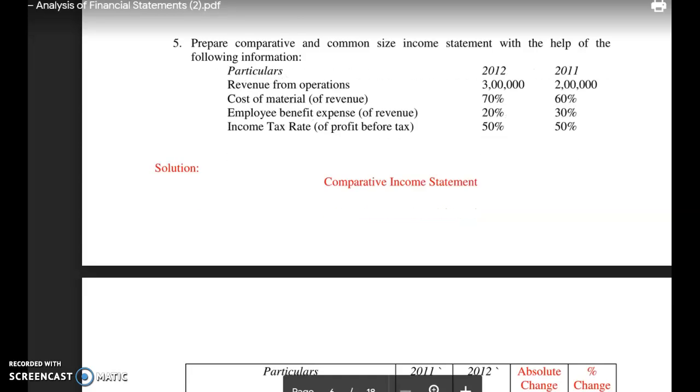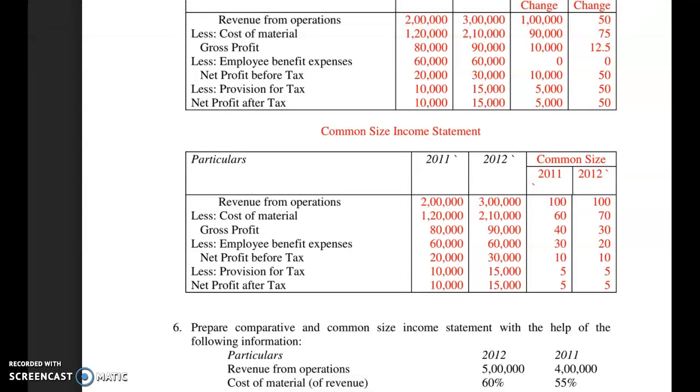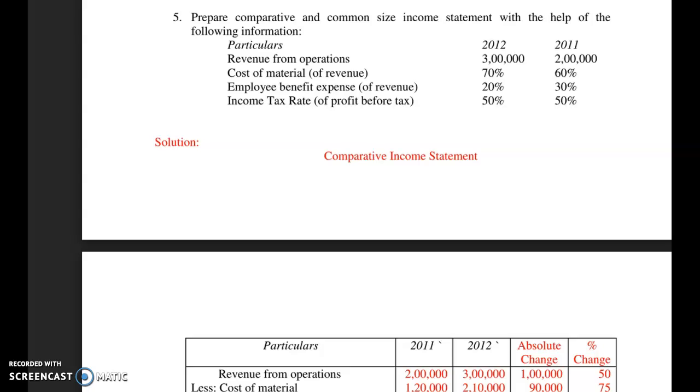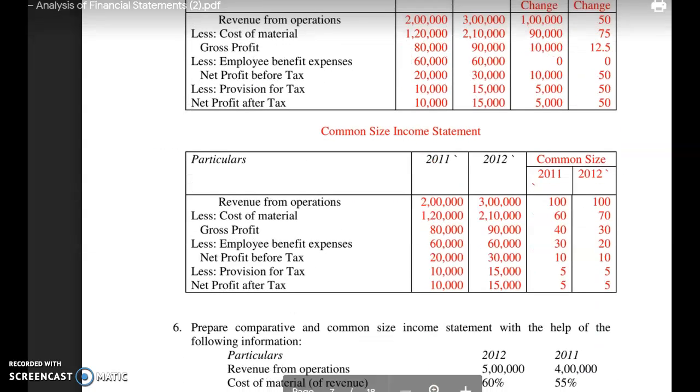Now see how the information is to be converted. First of all, revenue from operations. We have taken the years in the systematic order, base year, current year. Revenue from operations is given as 2 lakh and 3 lakh. Then see the cost of material. It is given as 60% and 70%. 60% of what? Of the revenue from operations, that is of 2 lakh. Again 70% of what? Of the revenue from operations, that is 3 lakh. Now we calculate 60% of 2 lakh, which amounts to 1,20,000, and 70% of 3 lakh, which amounts to 2,10,000.